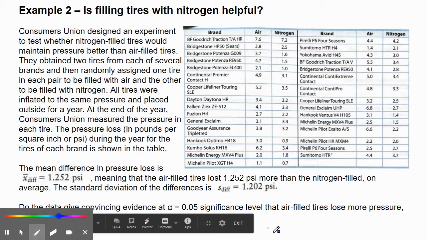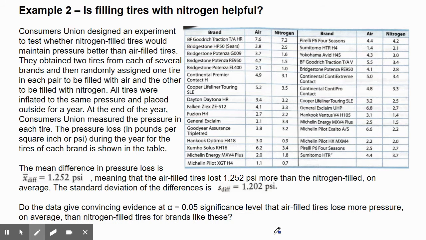Okay, goodness gracious, what is this? It says, example 2, is filling tires with nitrogen helpful? Consumers Union designed an experiment to test whether nitrogen-filled tires would maintain pressure better than air-filled tires. They obtained 2 tires from each of several brands and then randomly assigned one tire in each pair to be filled with air and the other to be filled with nitrogen. All tires were inflated at the same pressure and placed outside for a year. At the end of the year, Consumers Union measured the pressure in each tire. The pressure loss in pounds per square inch, or PSI, during the year for the tires of each brand is shown in the table.